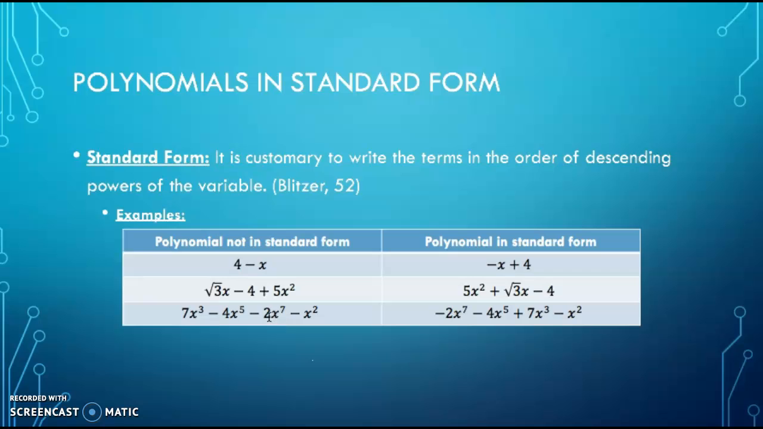The next term that I would have to write is the x to the 5th. Look to the left, this is a negative 4x to the 5th, so I write down minus 4x to the 5th. And again, 7x cubed, this is a positive 7x cubed, so I will write plus 7x cubed here. And the last term is a negative x squared, so I have to write a minus x squared at the end. Notice these are in descending order from highest to lowest exponents when I am done.